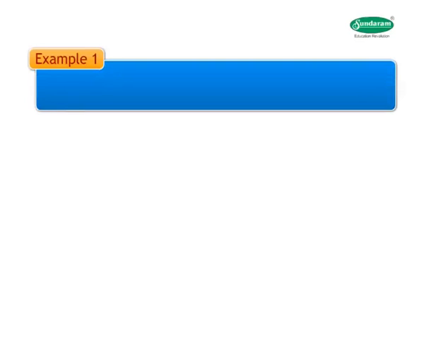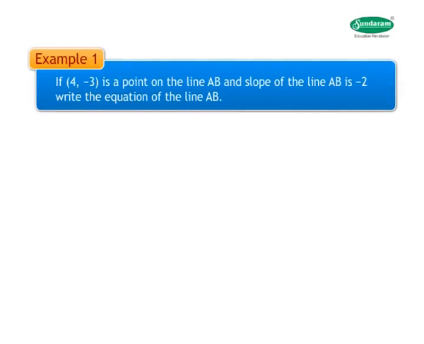Let us look at the examples. Example 1. If 4, minus 3 is a point on the line AB and slope of the line AB is minus 2, write the equation of the line AB.